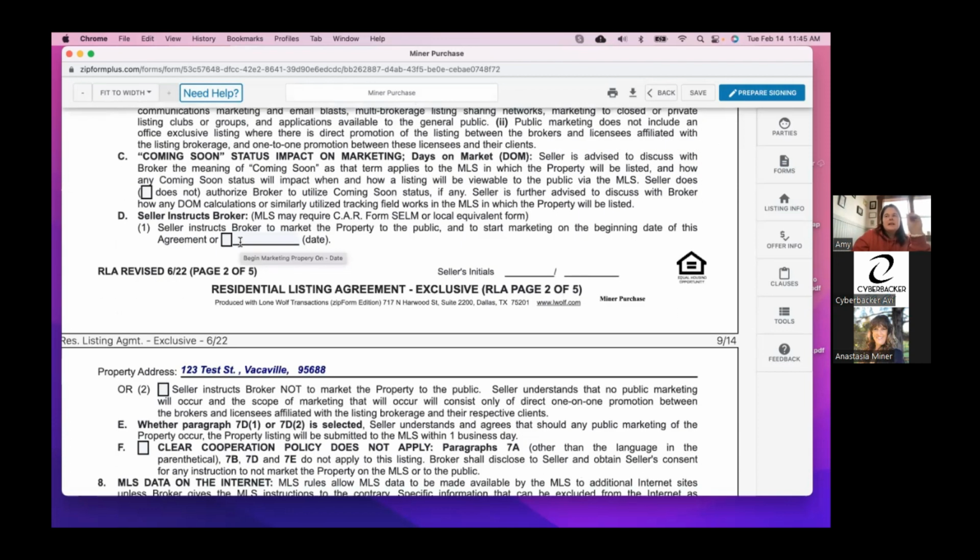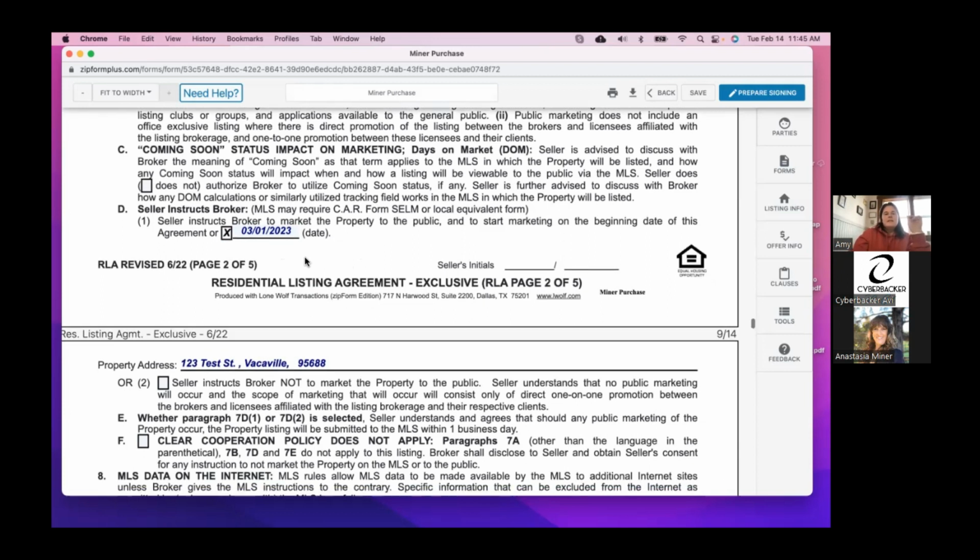If the property is not going to go on the market right away, or sorry, it's going to be on market, not coming soon, if it's not going to go on the market right away, we're going to put this in here and put the date that we think it's going to go on the market. Okay, we can always change that date with a modification of terms form.